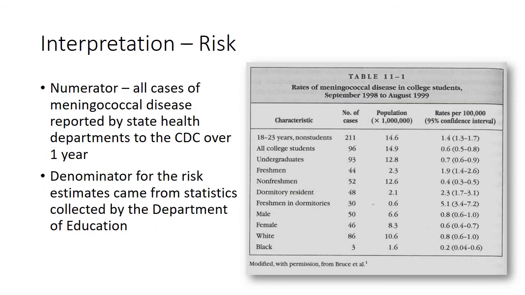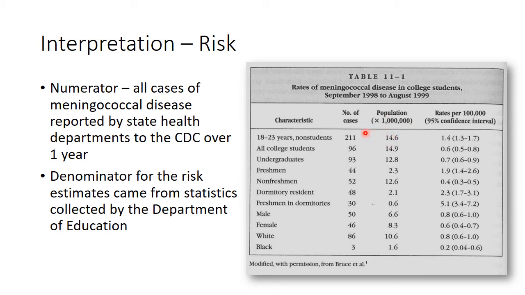So here's something we can do to interpret risk. This is an example where we're looking at the rates of meningococcal disease in college students. Essentially, you're differentiating patients based on different characteristics. Our numerator here is the number of cases reported for each of these groups, taken from the CDC. We can then use our population as our denominator, taken from the Department of Education in this example. Notice the population is times 1 million, so this would be 14.6 million.